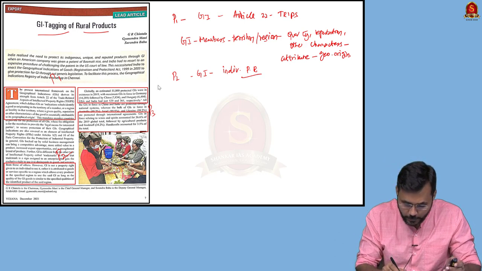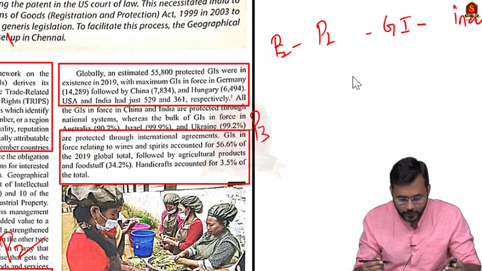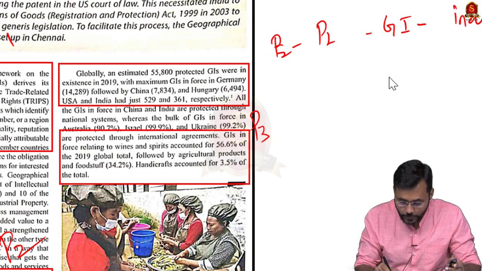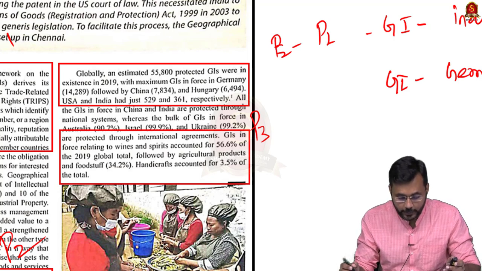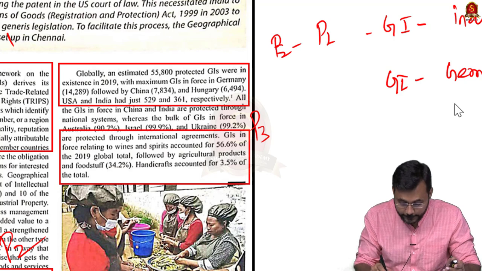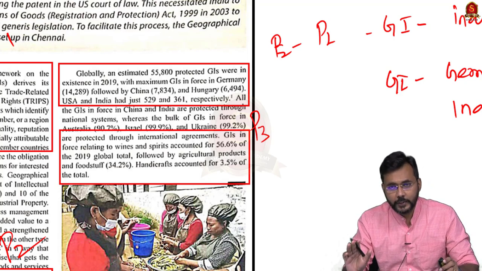Next they also give globally what is the number of GIs being given. So GI is given mostly for Germany. If you take Germany, they have around 14,89 products under GI tag. Next come China, Hungary. So China has 7,834. In this we can say about India, US and India. So India has 361. So in India only 361 products come under GI tag.